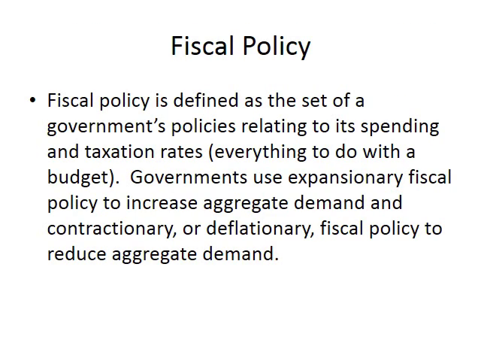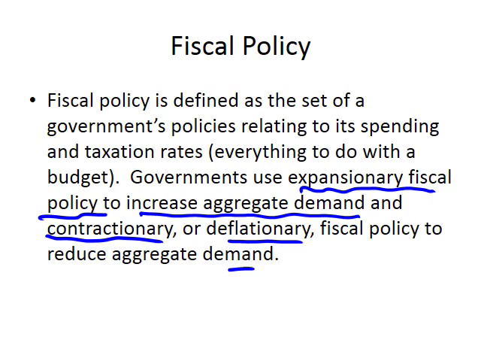Fiscal policies. If you think of everything to do with a budget for a government, a budget contains government policies about how and where and how much they're going to spend their money on different programs. And it also includes how much they're going to tax individuals and corporations. And governments use expansionary fiscal policy to increase aggregate demand, and contractionary or deflationary fiscal policy to reduce aggregate demand. And again, not to worry, we'll look at this in depth.